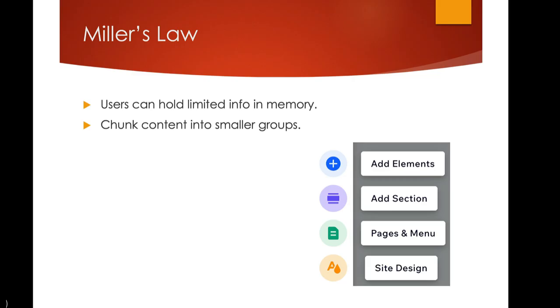Miller's Law is that the user visiting your site can only hold a certain amount of limited information in their memory at one time, right? It might be up to 5 to 7, depending on the person, but generally that's where it is. And so we chunk content into smaller groups. We don't give a lot of information. And when we are doing things like, here's an example of your Wix layout, they've kept it very simple.